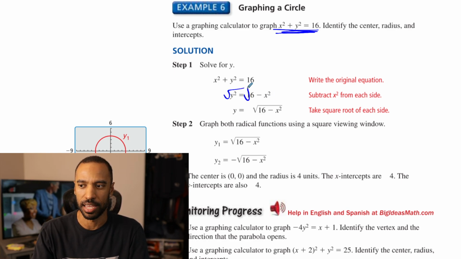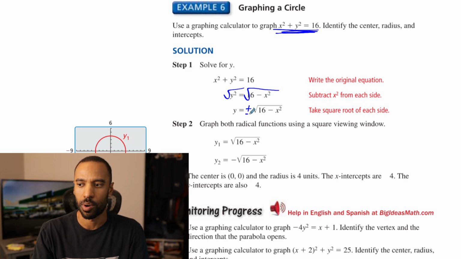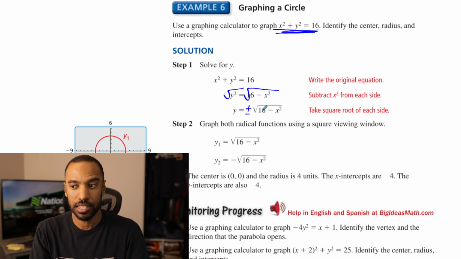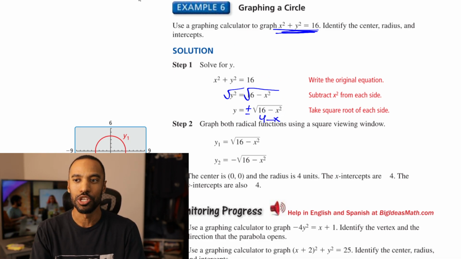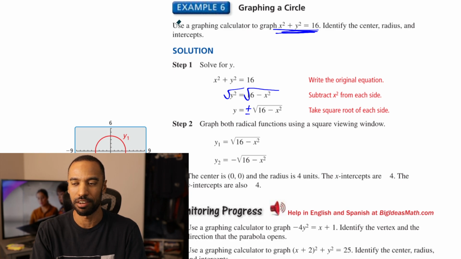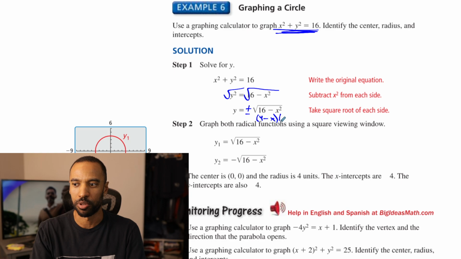Take the square root of both sides, and now you have plus or minus the square root of 16 minus x squared. Do not take the square root of 16 minus x squared and turn it to 4 minus x. That is not what that is. You should know that of all people, right? In fact, it's a difference of 2 squares that is 4 minus x times 4 plus x, but it's still inside the square root.